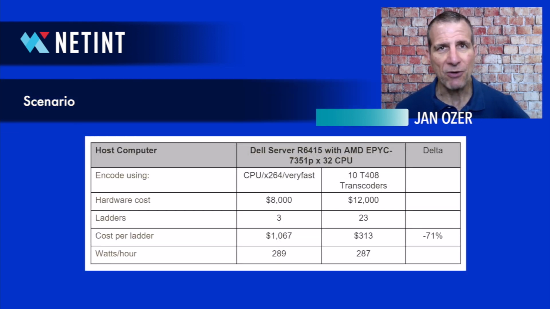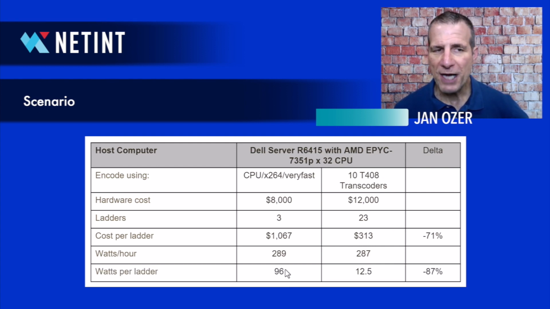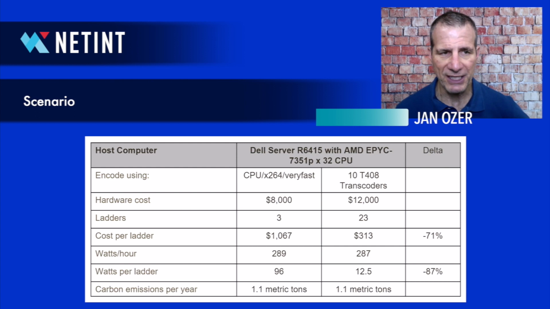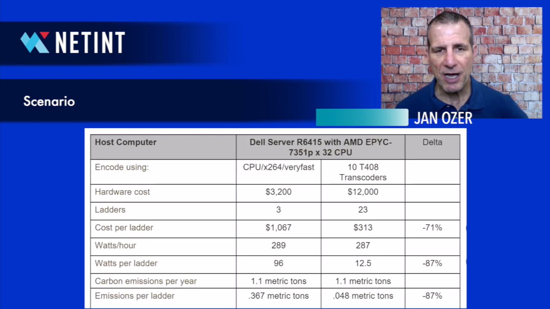In terms of watts per hour, because the CPU was so efficient with the T408 transcoders doing the encoding, we actually used slightly less power here than we did here, and the watts per ladder, because we only got 3 here but 23 here, was 96 watts per ladder for the software-only, CPU-only transcoding, and 12.5 for the T408 transcoders. So that's going to reduce OPEX, your electricity costs, by 87%. And obviously, you're going to see the same effect on carbon emissions because those are a direct result of your electricity spend. So we're dropping your carbon emissions by 87% as well.